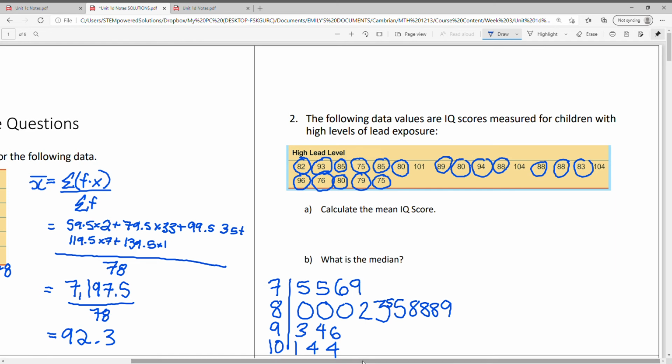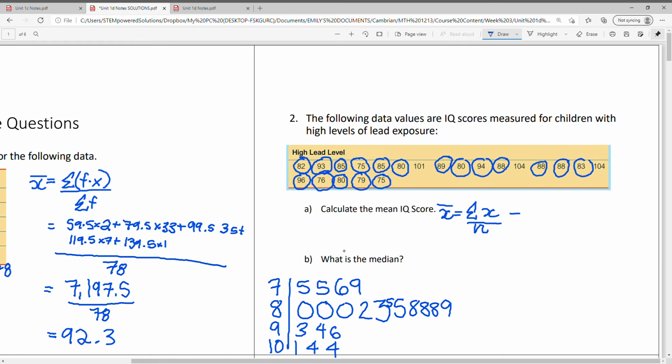Question number 2. The following data values are IQ scores measured for children with high levels of lead exposure. All right, so we're going to calculate the mean IQ score. What we do is we add up all the numbers and we divide by the number of numbers. So x bar is equal to the sum of all x's, and then we divide by the number of x's.